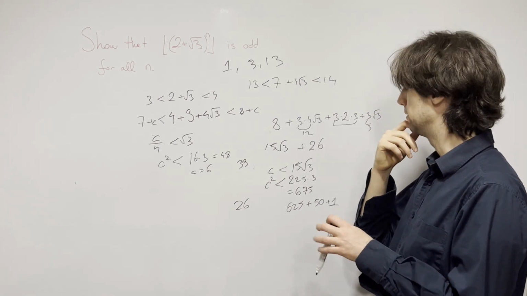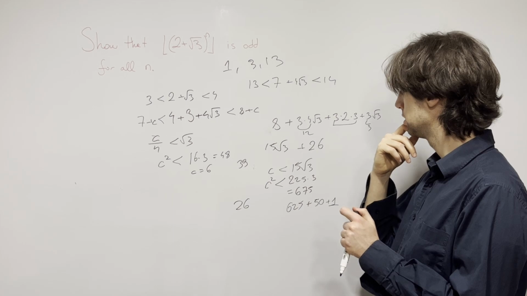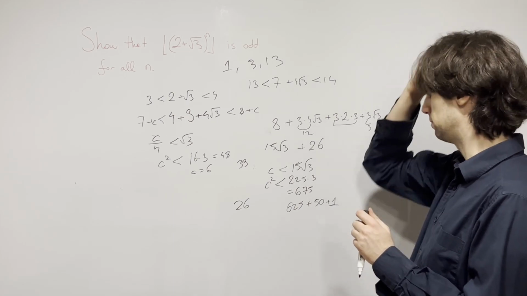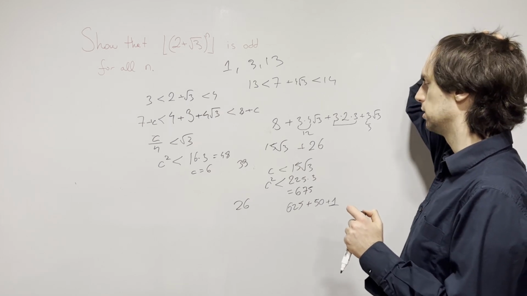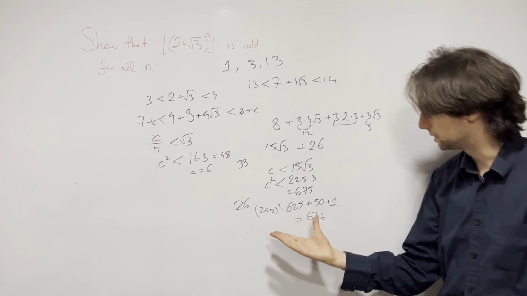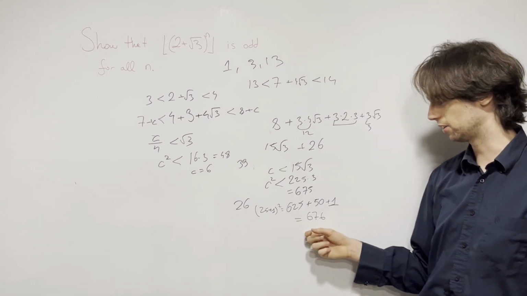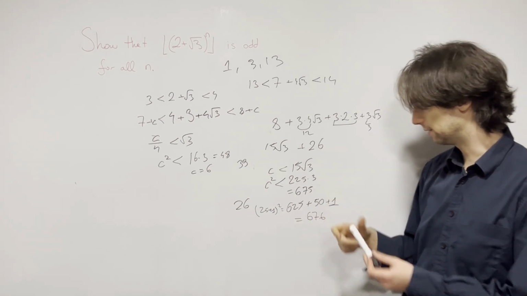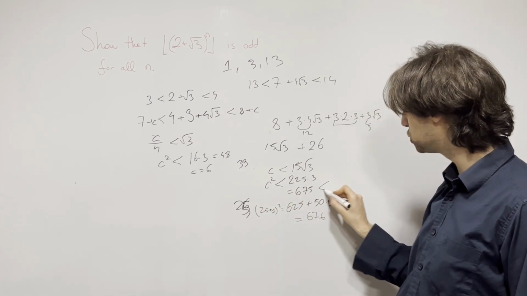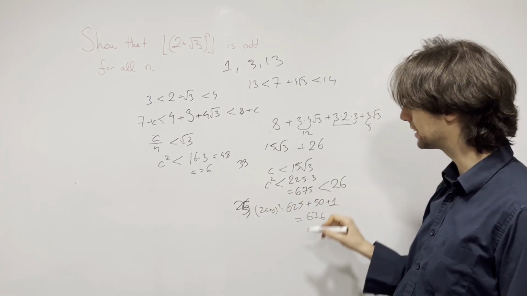Then we're going to have this is greater than 52. Though that seems wrong, let me double check the calculations. So actually there was no mistake in my calculation. I just did not calculate this, which was 676. So c is actually 25. And it's so close to 26.